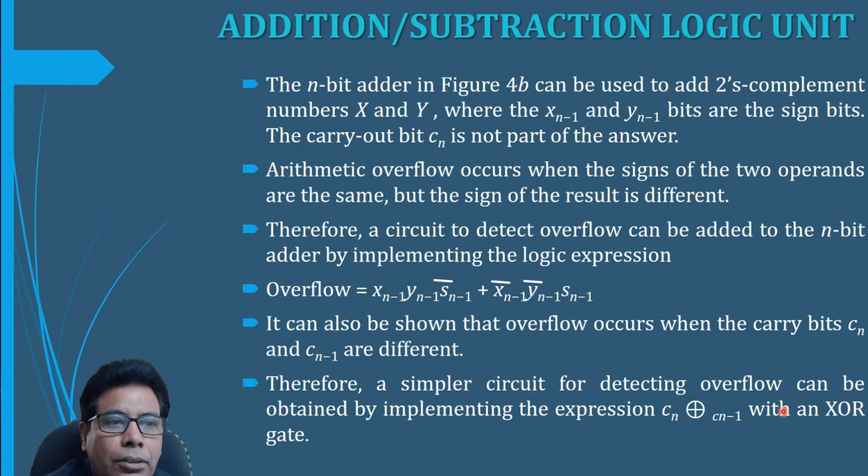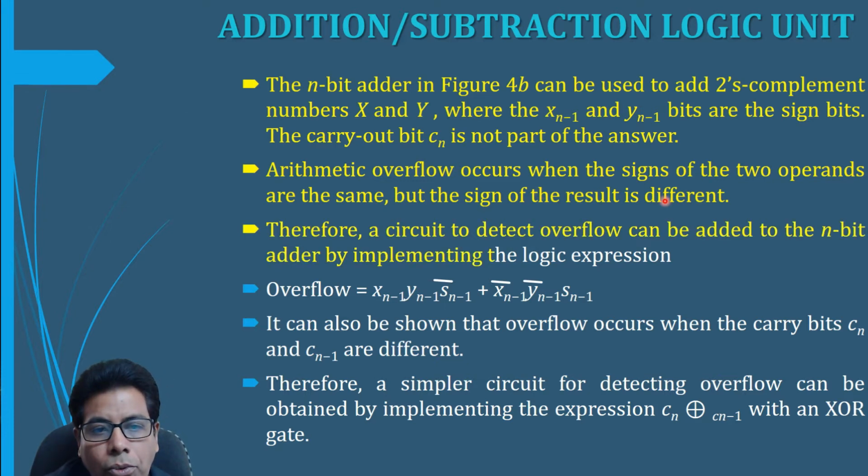Then let us go to the addition subtraction logic unit. The n bit adder can be used to add 2's complement numbers x and y, where xn minus 1 and yn minus 1 bits are sign bits. So the carry out bit cn is not part of the answer. We are discarding the carry bit. Arithmetic overflow occurs when the signs of the two operands are the same, but the sign of the result is different. At that time, the arithmetic overflow will occur.